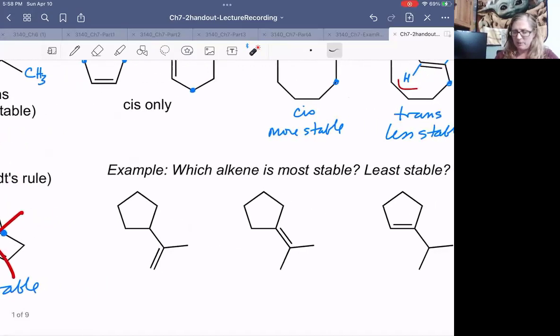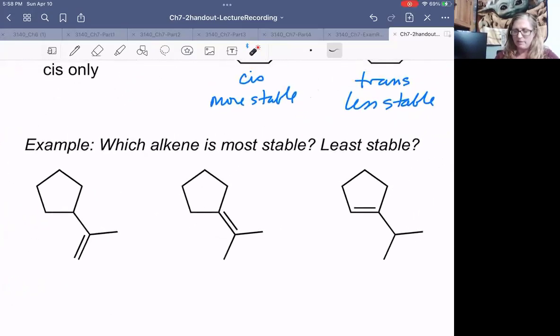Okay, so let's see an example. If you want to pause the video and see if you can predict of these three alkenes, which one is the most stable and which is the least stable, that would be a great exercise. And I'll go through it together. So remember, every alkene has 4 groups attached to it. And so here's my carbon-carbon double bond. In this first one, I have 2 positions that are carbon atoms. And that's it. The other 2 positions are just hydrogens.